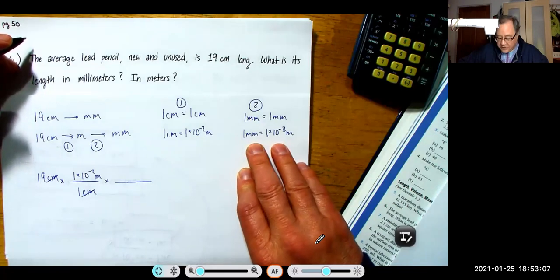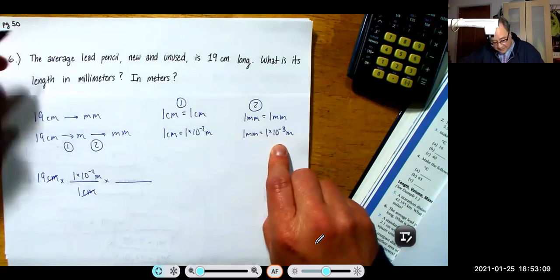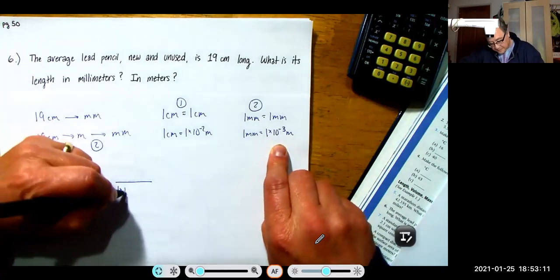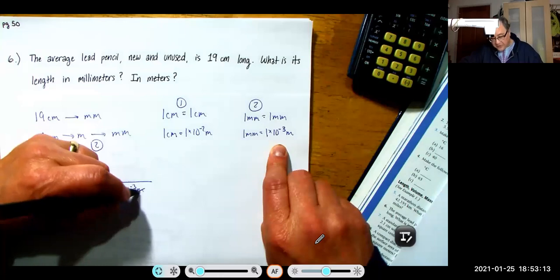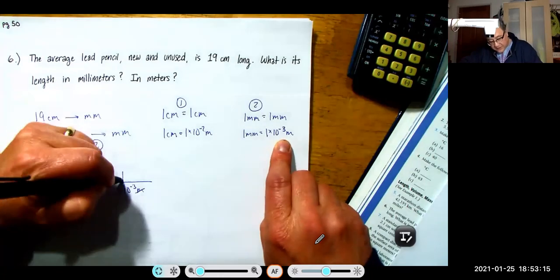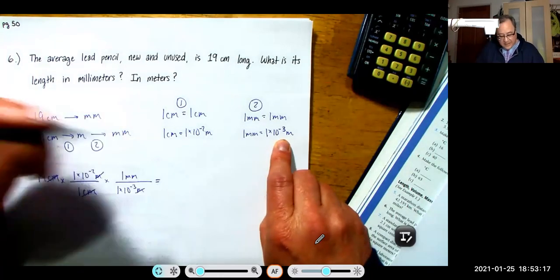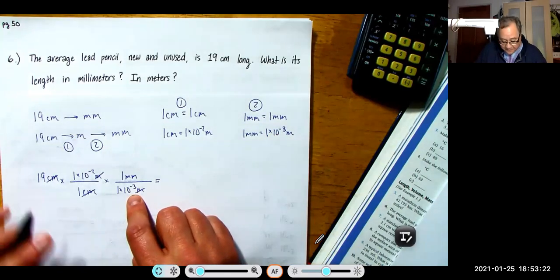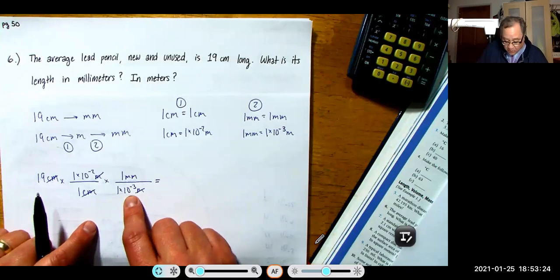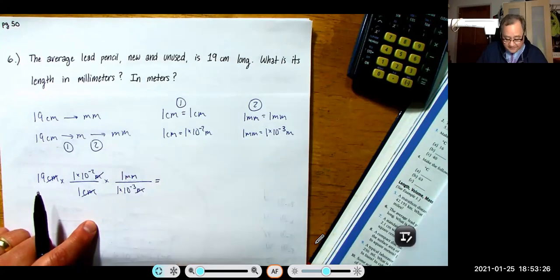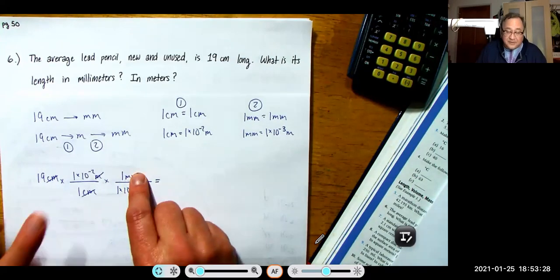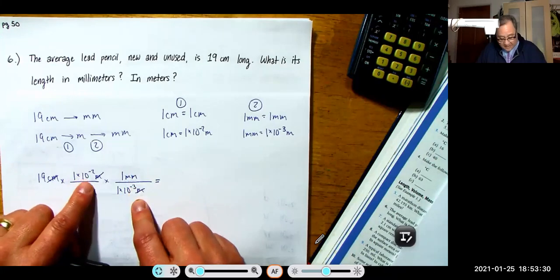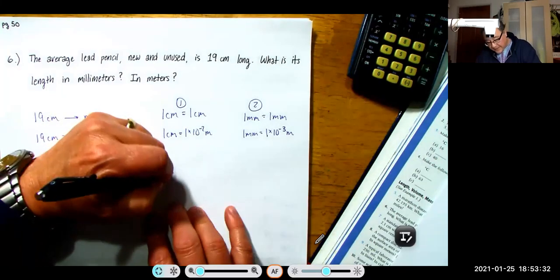Okay, and we're going to put the right side on the bottom so that the meters cancel, and we have 1 millimeter on top. And then I'm not sure if you know how to deal with exponents, but if I take this 10 to the minus 3 and I cross the line, it becomes 10 to the plus 3. 10 to the plus 3 times 10 to the minus 2 is 10. 10 times 19 is 190 millimeters.